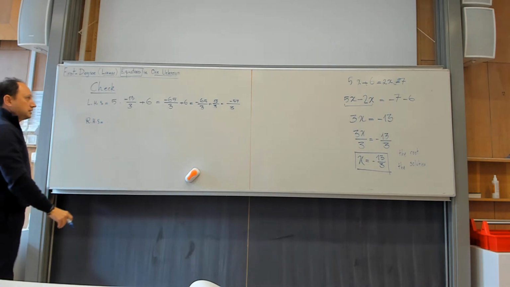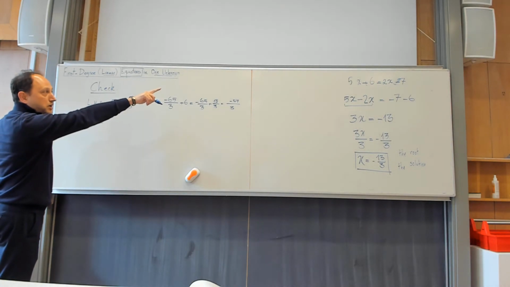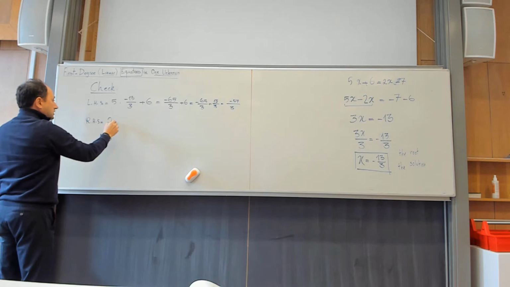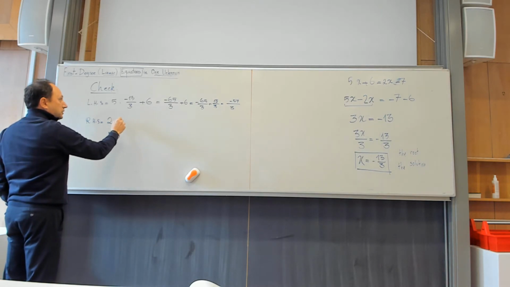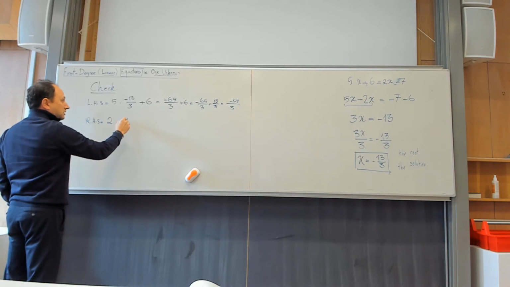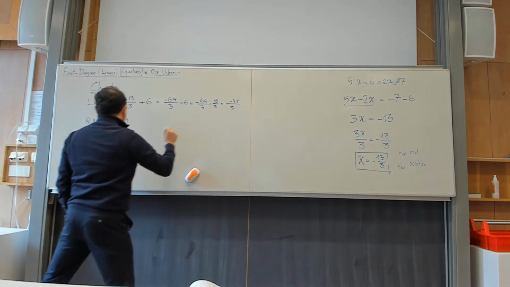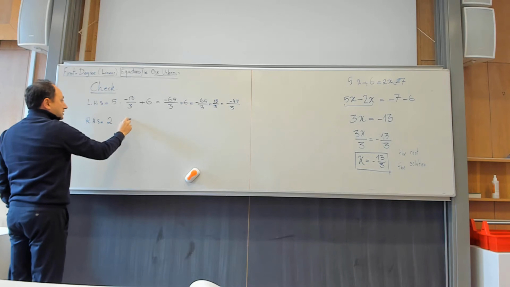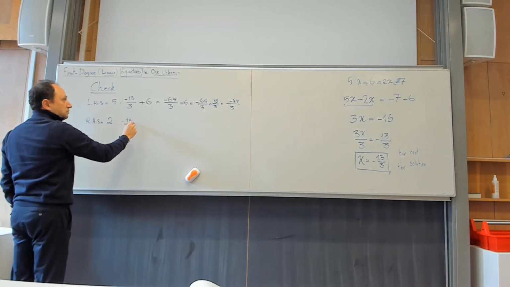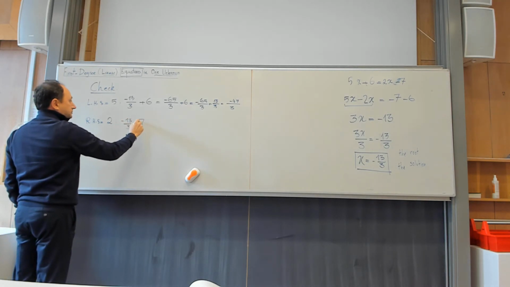Now the right-hand side. The right-hand side is 2x minus 7. So it is 2. Instead of x, I put this one. Did I make a mistake? Yes. That was 47. So I'm really tired now. So it becomes 13 times divided by 3 plus minus 7.